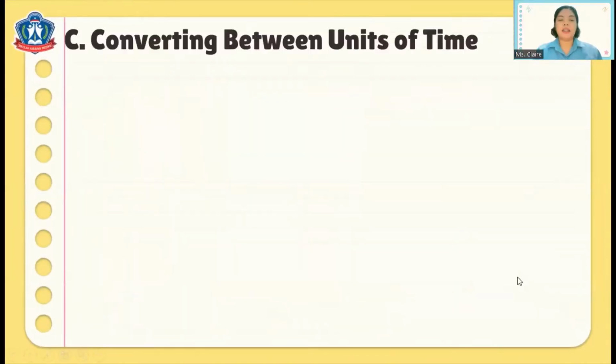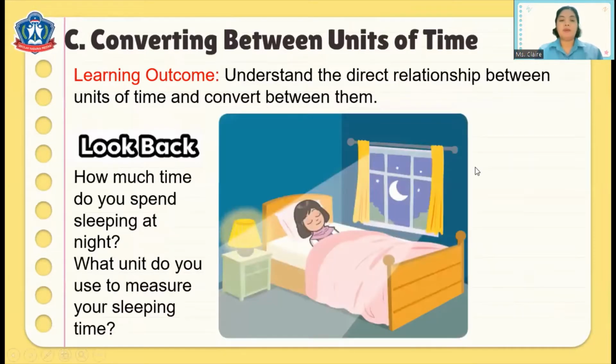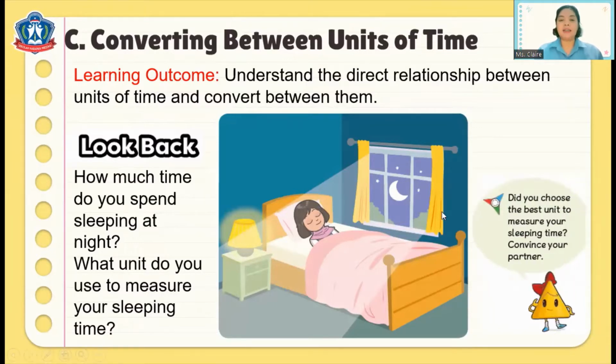Okay, let's start with Lesson 3, or Lesson C, converting between units of time. The learning outcome for this lesson is to understand the direct relationship between units of time and convert between them. So look at this picture. How much time do you spend sleeping at night, and what do you use to measure your sleeping time? Share your answer, children, during our class.